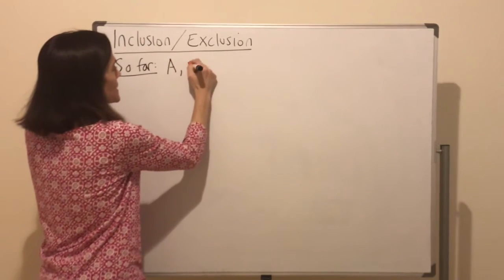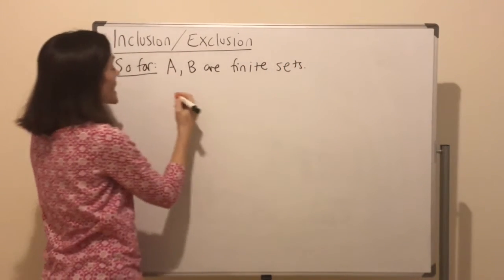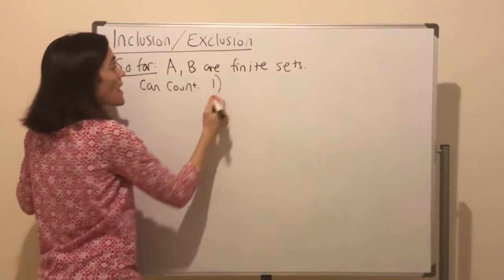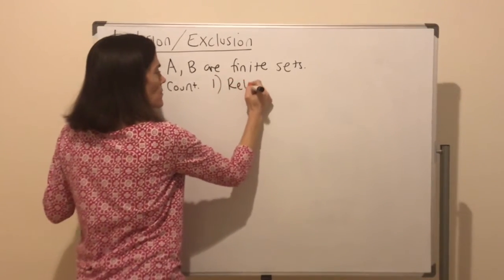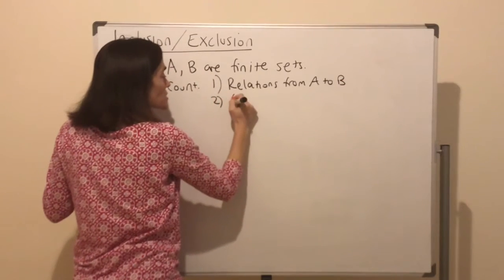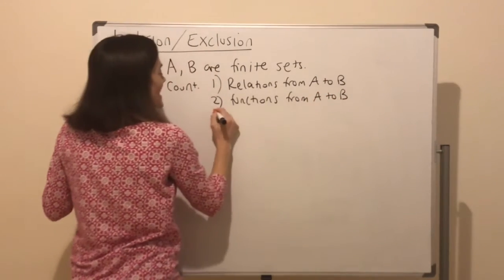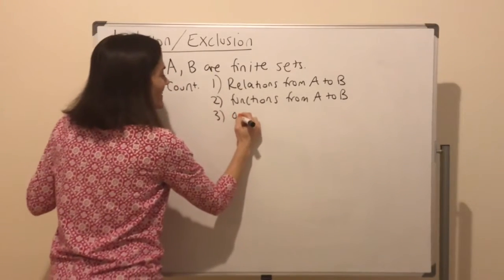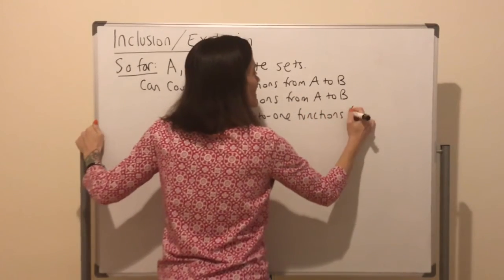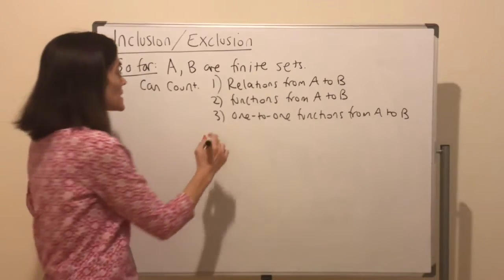Let's say A and B are finite sets. So we can count first of all the number of relations from A to B. We can count functions from A to B. We can count one-to-one functions from A to B. All of this is in our exam review packet, for example.